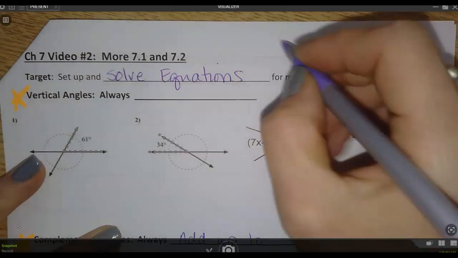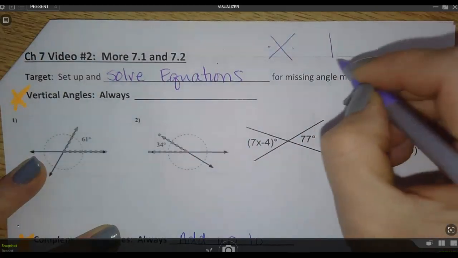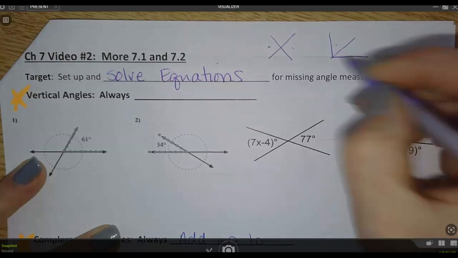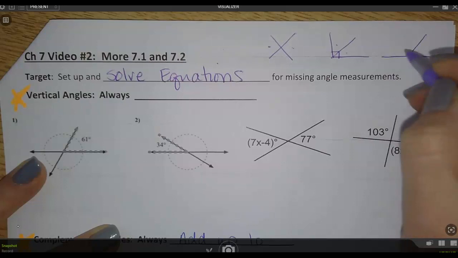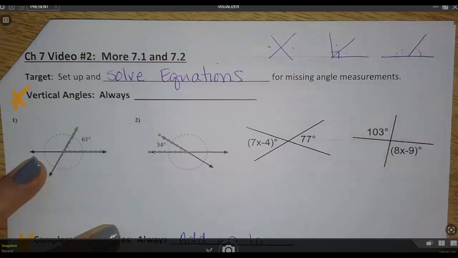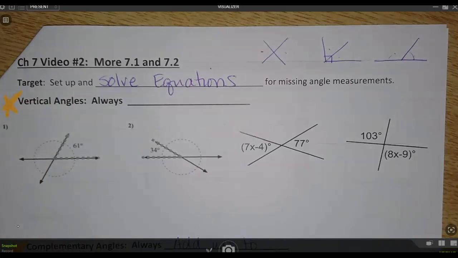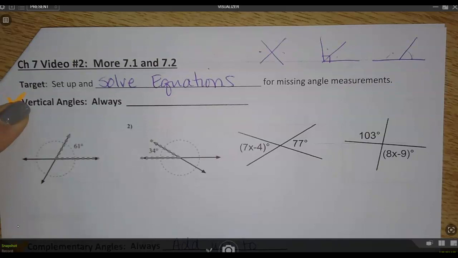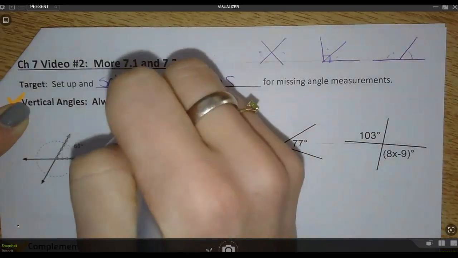So if you remember, we talked about vertical angles that were across from each other tip to tip, complementary angles that add up to 90 degrees, so they make that right angle, and then supplementary angles that make that straight line. So we know that they add up to 180 degrees. So we're going to look at each of those different types of angles here today and then solve for missing measurements. Vertical angles. Our first type, vertical angles, these ones across from each other, tip to tip, are always congruent.